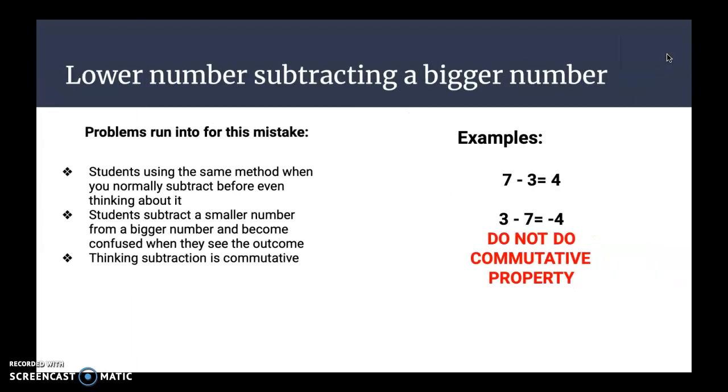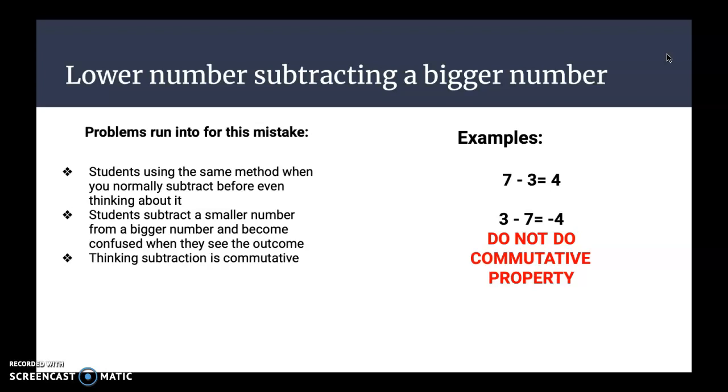The second misconception, students taking a lower number and subtracting a bigger number. When students run into this problem, they assume they're subtracting like the normal way, but they need to think about it. When they start to subtract a number from a bigger number, they get confused because when they solve the problem, the answer just ends up being a negative number. The answer is not wrong, it's certain situations that makes a little bit more sense.